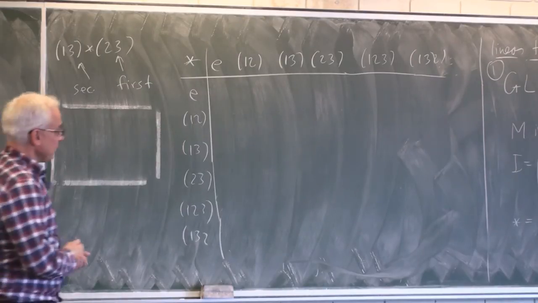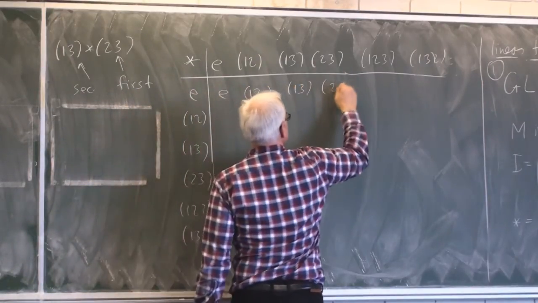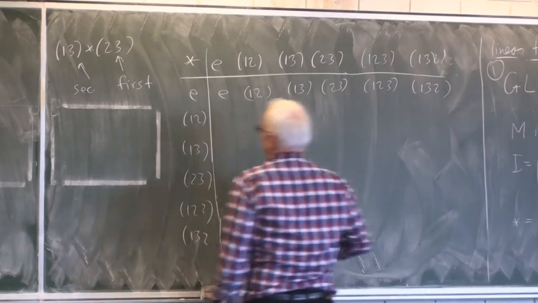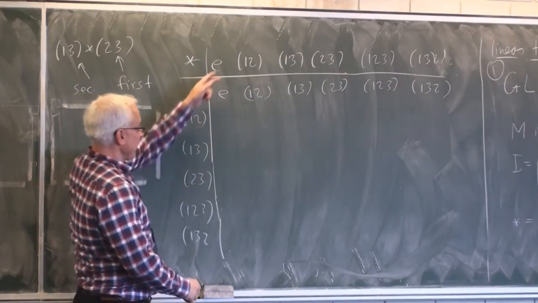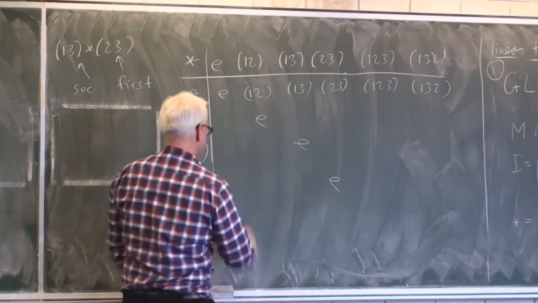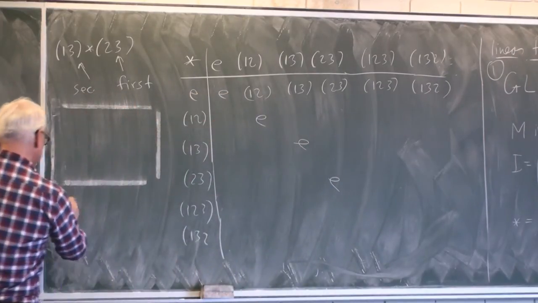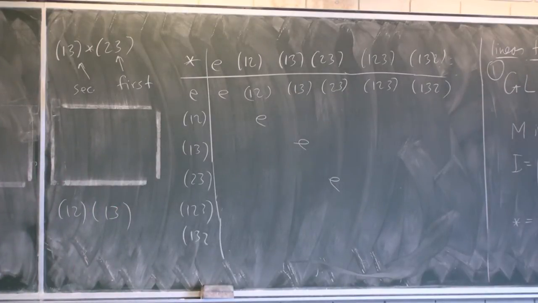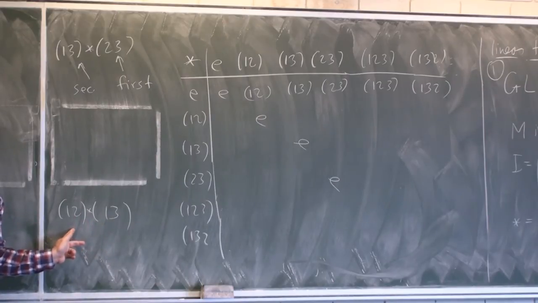Okay, we could do this. It's a little bit of work, but not too much. The identity, of course, acts as it should. These guys are transpositions, so when we multiply them by themselves, we'll get back the identity. 1, 2 times 1, 3. Let's calculate that. 1, 2, 1, 3. So to calculate that, we're going to do this one first and this one second.